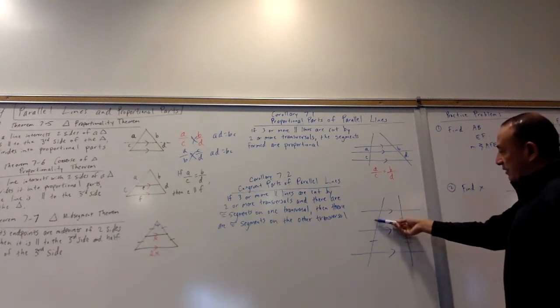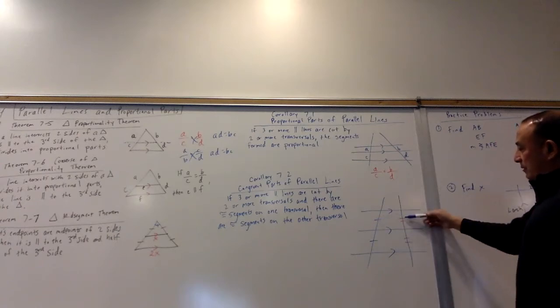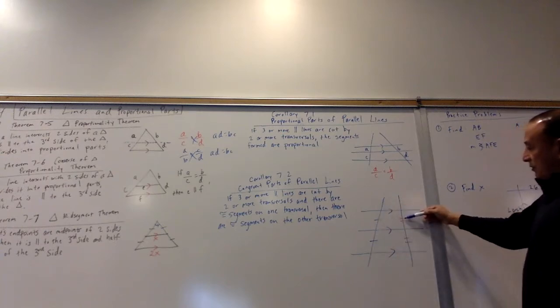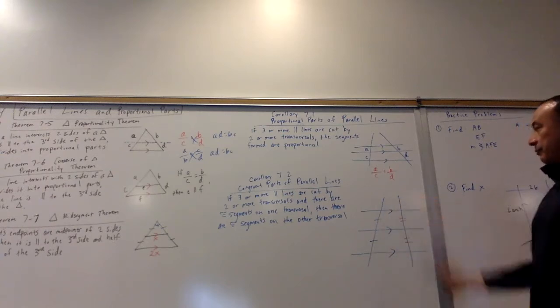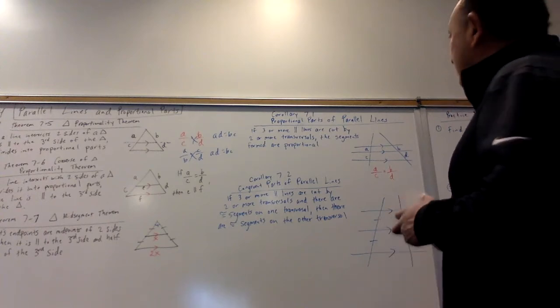In this case, specifically, it's a 1-to-1 ratio. Therefore, you have a 1-to-1 ratio between these parts as well. All right, congruent parts on one transversal. That means you have to have congruent parts on the other one as well for them to stay proportionate. All right, a lot of information there. That's all the theorems and corollaries.